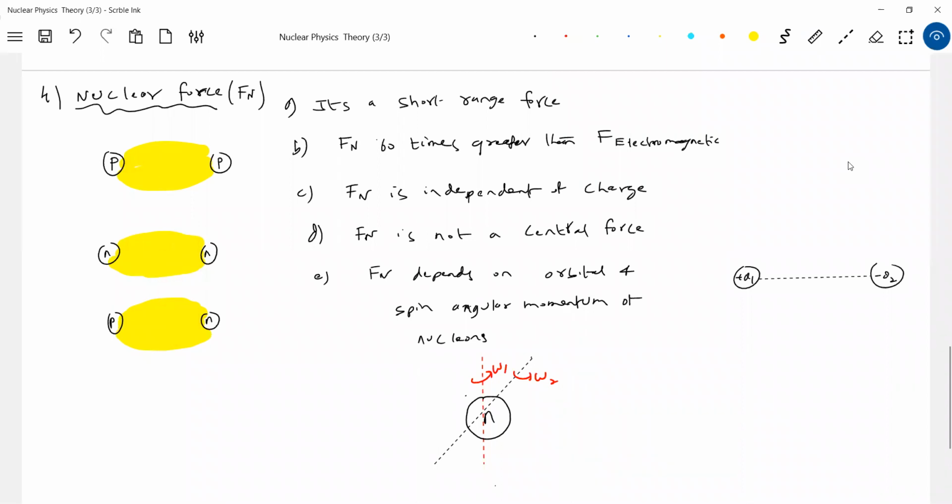Now when I go for the plot, the nuclear force F. What is the nature of it? Is it attractive or repulsive? Yes, it can be both. It can be attractive or repulsive. It all depends upon the distance between the nucleons.